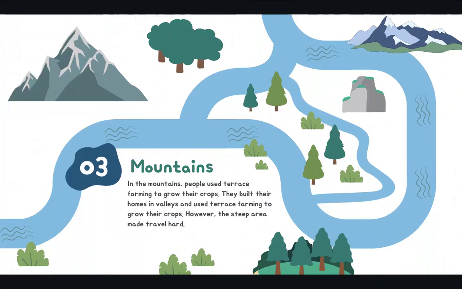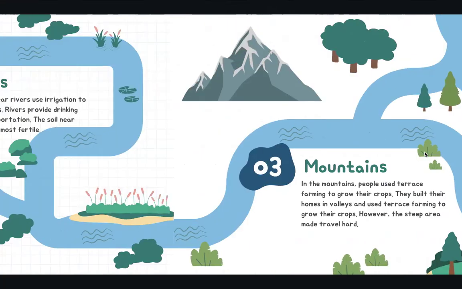Okay, so first up, we're going to talk about mountains. And in the mountains, people use terrace farming to grow their crops. As we talked about, terrace farming is when we grow plant crops into the side of the mountain. So we use the slopes on the mountains to grow our crops. People who live in the mountains build their homes in the valleys, which is typically where the rivers run through. And they use terrace farming to grow certain crops. However, the steep area of the mountains makes it pretty hard to travel.